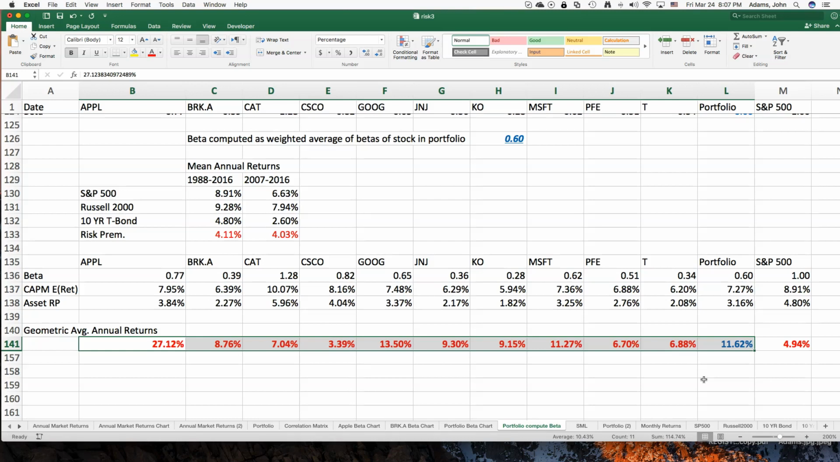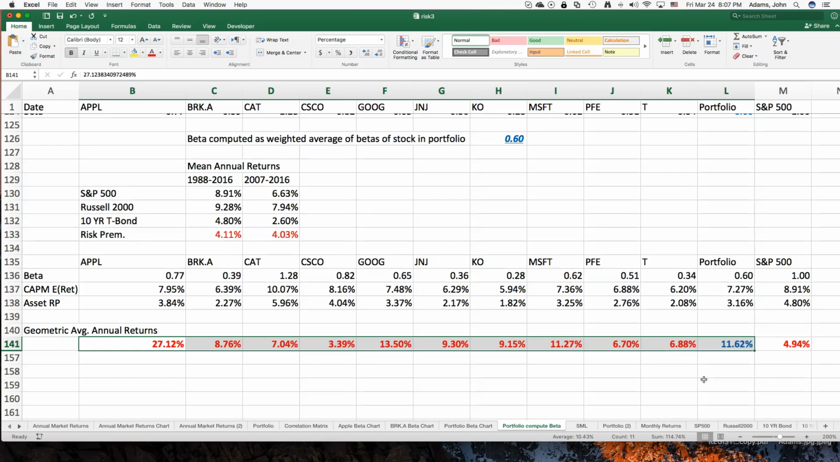So if you'd bought Apple stock 10 years ago, you'd be very happy because you got a rate of return much higher than what you expected based on its risk. Likewise, you'd be happy, not as happy as the Apple folks, if you had invested in Berkshire Hathaway, because the average annual return for Berkshire Hathaway over this period of time was 8.76%, whereas its required return based on its exposure to non-diversifiable risk, from the capital asset pricing model, is 6.39%. So it did quite well.